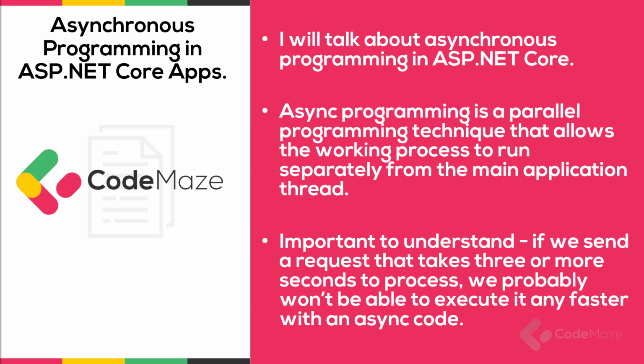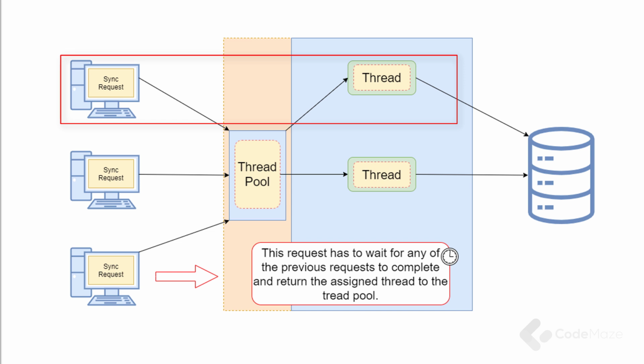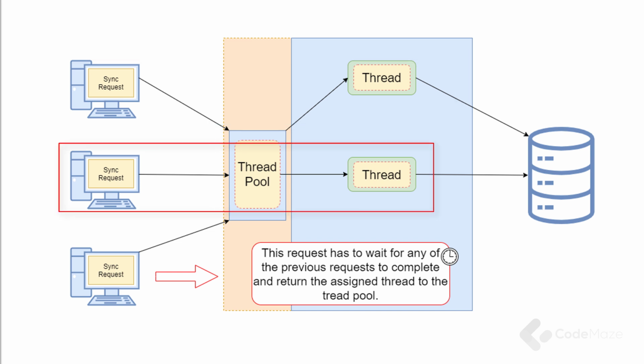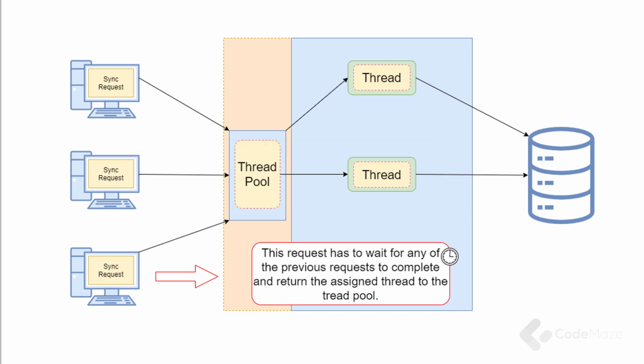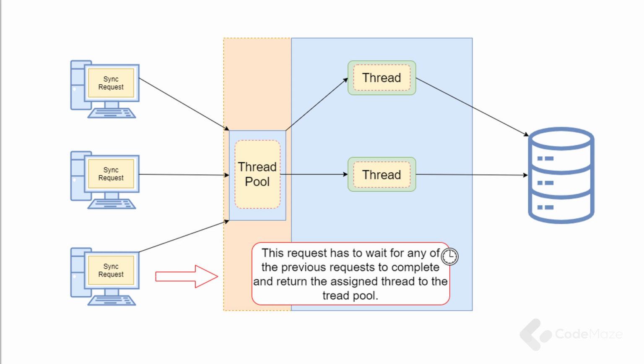Well, let's visualize that. Let's imagine that our thread pool has two threads, and we have used one thread with the first request. Now, the second request arrives and we use the second thread from the thread pool. At this point, our thread pool is out of threads. If a third request arrives, now it has to wait for any of the first two requests to complete and return their threads to the thread pool. Only then, the thread pool can assign the returned thread to a new request.